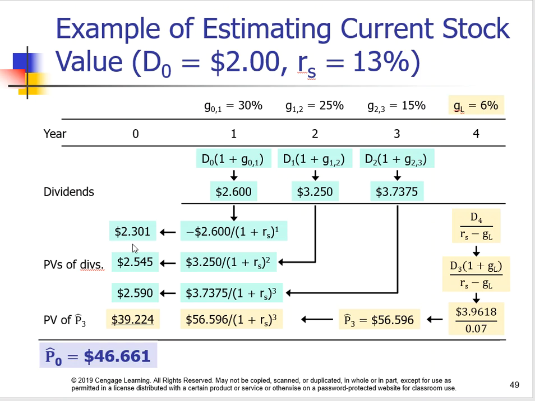So this looks just like what we did before, right? You've got D1, D2, D3, and then we've got P3. This is the price of the stock at time 3, which is equal to D4 over RS minus G. And then again, using Excel, we find the present value of the cash flows is 46.66.